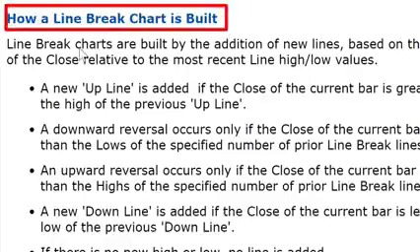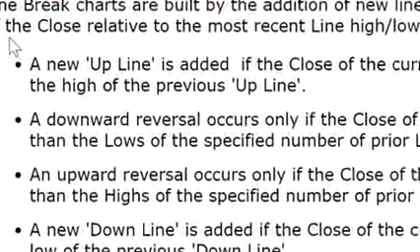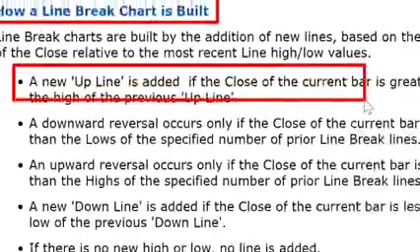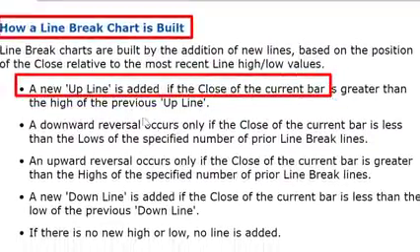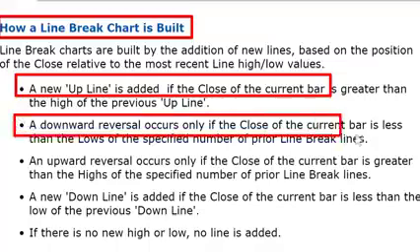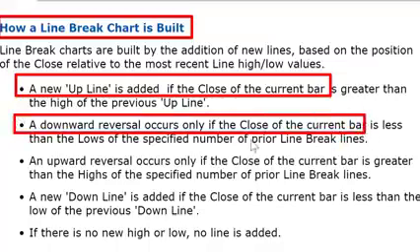By the way, guys, don't go sleep on me here. I know it's kind of a long paragraph, but let's just go through it as much as we can. Line break charts, it says, are built by the addition of new lines based on the position of the close relative to the most recent low, high, low values. And then it says a new upline is added if the close of the current bar is greater than the high of the previous upline, and a downward reversal occurs only if the close of the current bar is less than the low of the previous.